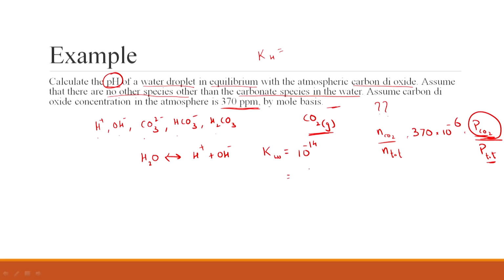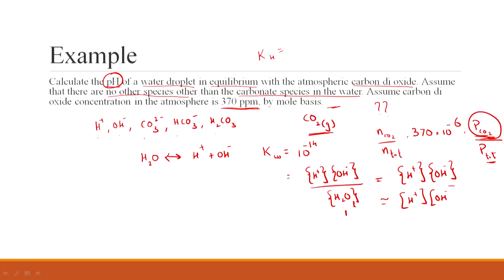What is this equal to? It is equal to the product of the activities of the products divided by the activity of H2O, liquid. Here we are assuming remarkably dilute systems, so the activity of H2O is going to be 1. So it is equal to the activity of H+ times the activity of OH-, and activities we approximate by concentration. We will not go into this detail again, but we have one equation.